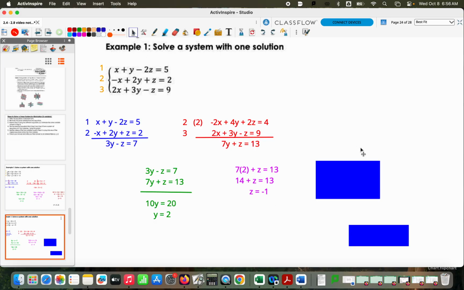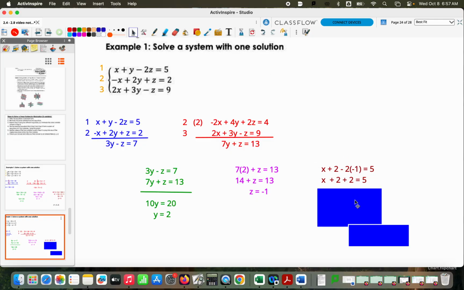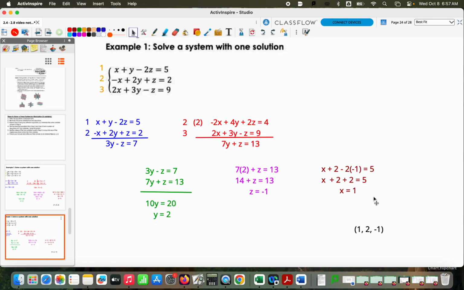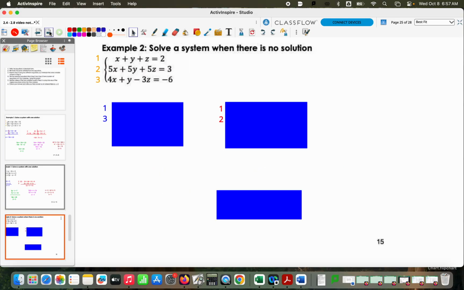Go back to any of these three here. Looks like I chose the top one, but any one you pick will get you the right answer. Plug in your number for y, plug in your number for z, start to simplify things, and as you solve, you get your answer. So just remember, x goes first, then y, then z. All right, hopefully that worked, even if you tried a different method.